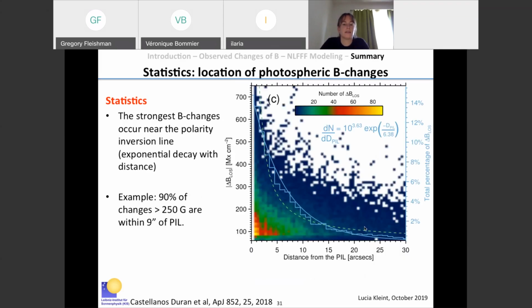The result is that most of the changes happen exactly or very near the polarity inversion line. Here the x-axis is the distance from the polarity inversion line. The y-axis is the strength of the magnetic field change. Changes happen right at 0 or 1 in x. And then there is an exponential decay with increasing distance. In numbers, if we look at all the changes bigger than 250 Gauss, 90% of them happen within 9 arcseconds of the polarity inversion line. So far, this is also an observational result. There is no very clear explanation yet why there, and especially why in the chromosphere it's in a different place.